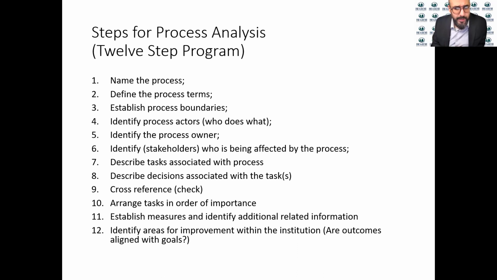Number 11, establish measures and identify additional related information. So here, once we have the tasks, we need to establish a measure for these tasks and include any additional information that will help us analyze the process. Number 12, identify areas for improvement within the institutions.